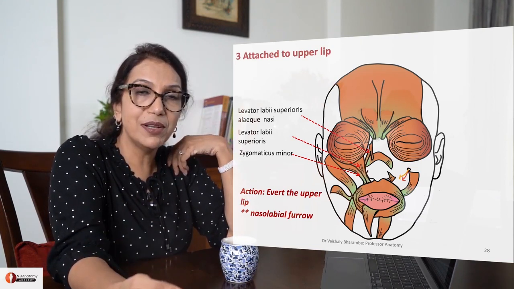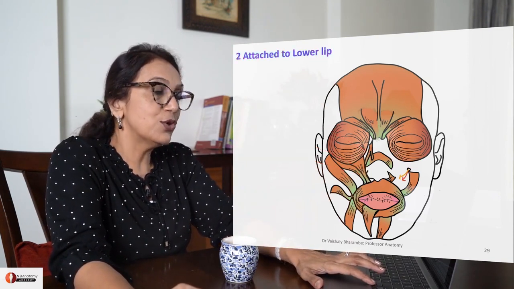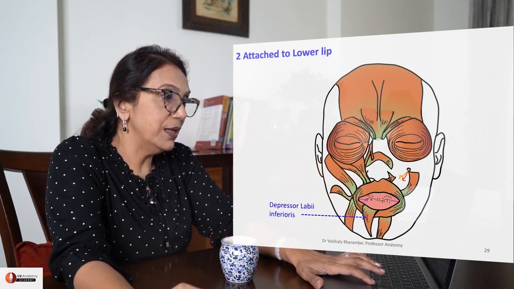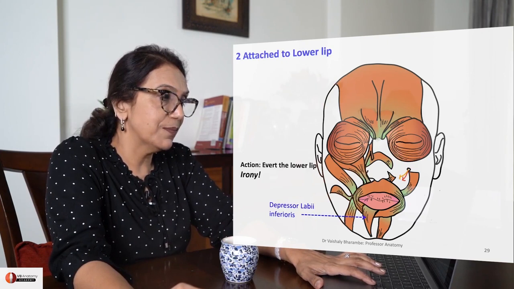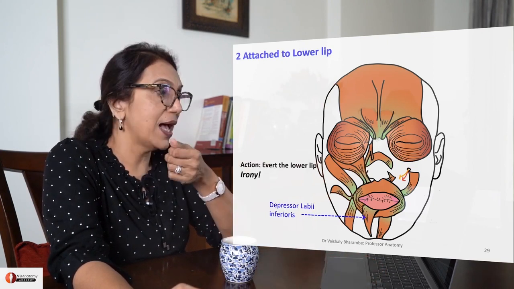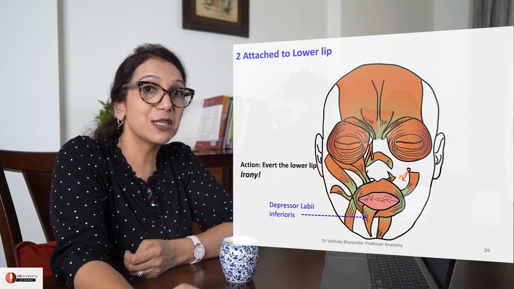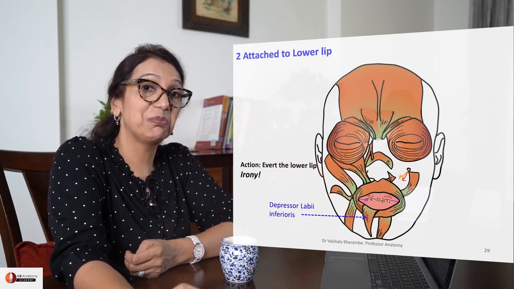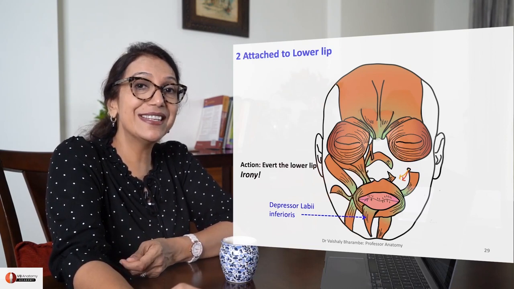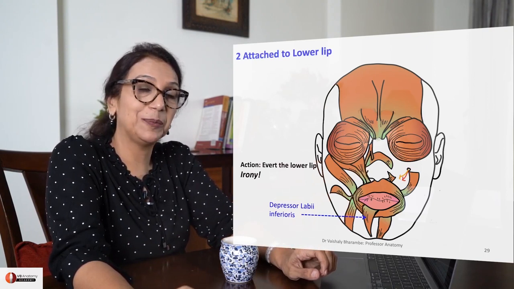That's called the nasolabial furrow. They will deepen it by their action. Okay. Now let's talk about muscles attached to the lower lip. These are going to be depressor labii inferioris. When this muscle acts, it pulls the lip downwards, as in eversion of the lower lip. This is called expression of irony. Great, good, wonderful. That's called eversion of the lower lip, as in expression of irony.